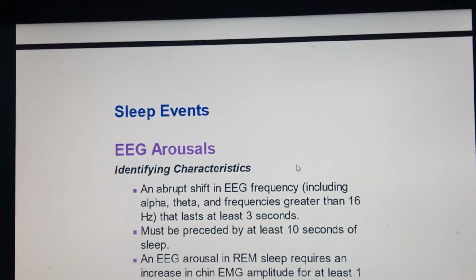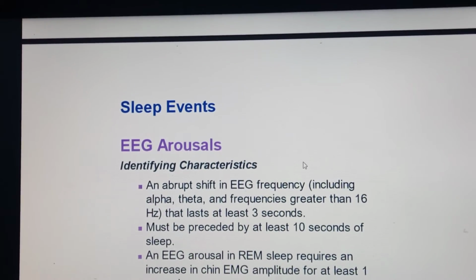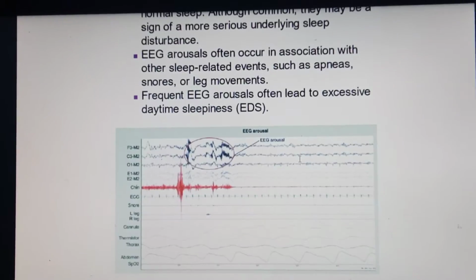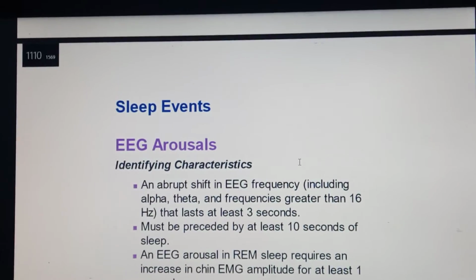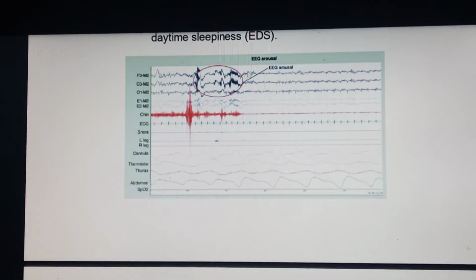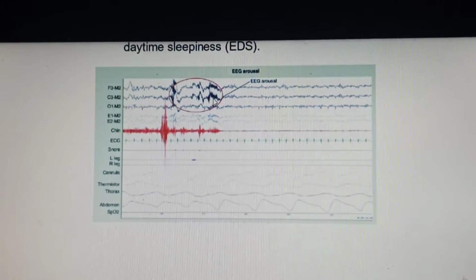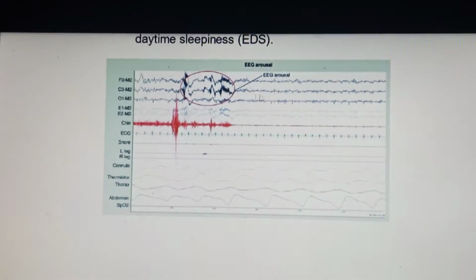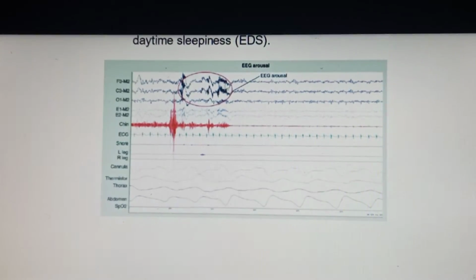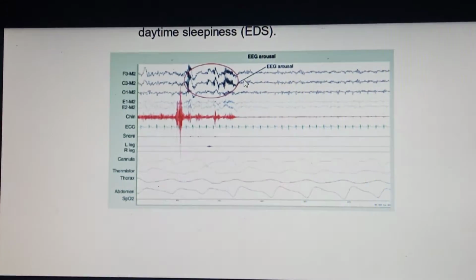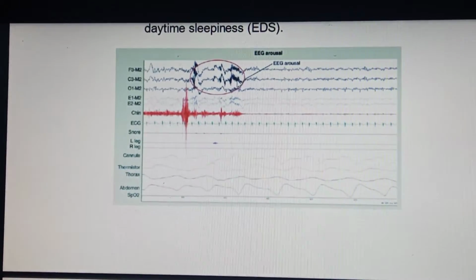So this is REM. Okay, so these are the EOG and EEG patterns in the sleep stages, and how you will recognize them. If we talk about the EEG arousals, this is an EEG arousal. The criteria for scoring EEG arousal is a shift in EEG frequency of the background activity. That could be a theta shift, alpha shift, or sometimes a beta EEG shift of more than 16 hertz.